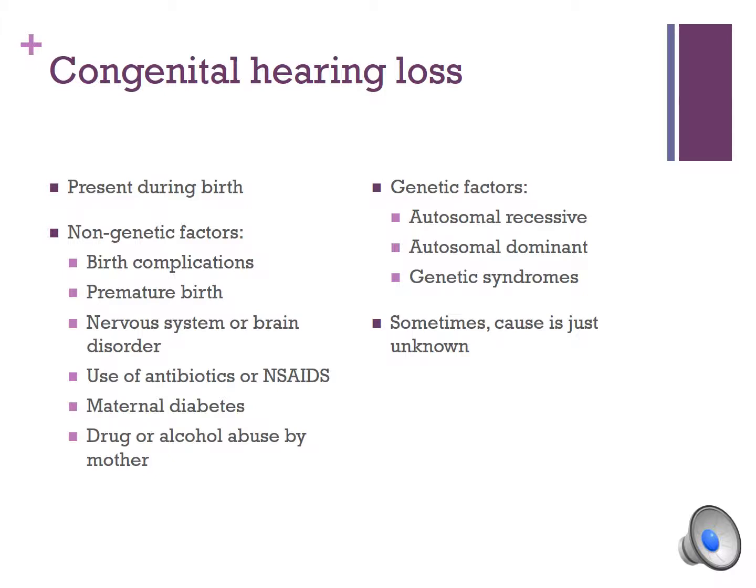And genetic factors include autosomal recessive, in which both of the parents carry a recessive gene for hearing loss that they pass on to the child. Autosomal dominant, which is when only one of the parents has a dominant trait for the hearing loss, but it still gets passed on to the child. Or genetic syndrome, such as Down syndrome or Usher syndrome, that the child is born with, which can lead to hearing loss later on. And sometimes the cause is just unknown.